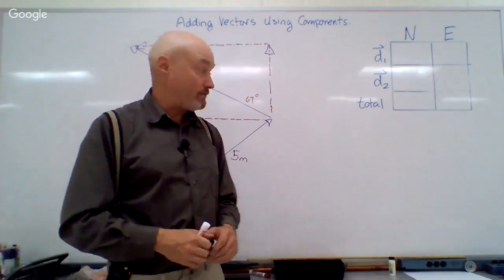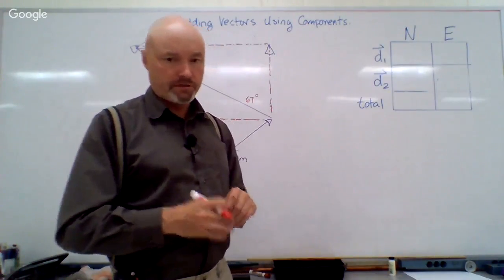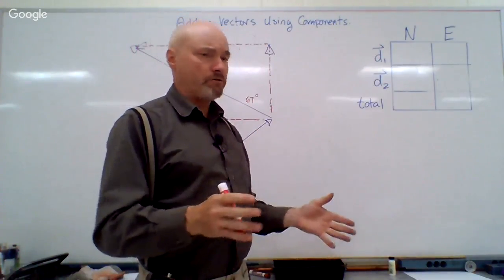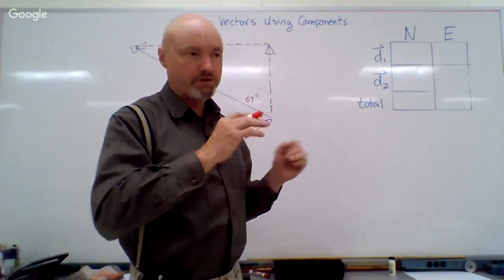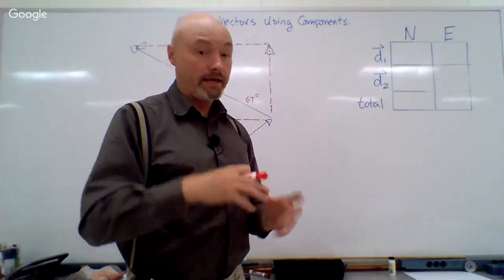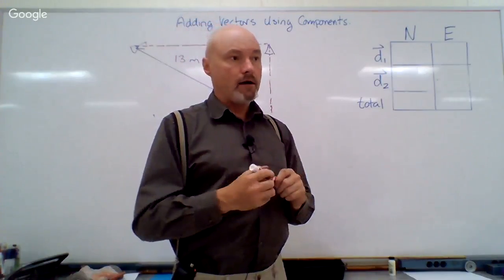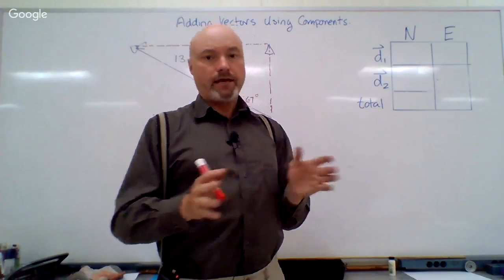We have added vectors graphically, which means we've just drawn them on paper according to scale. We've found the resulting vectors and measured them, and we've found the resulting angles and used a protractor to measure them. Pretty inaccurate. There are other ways you can add them.